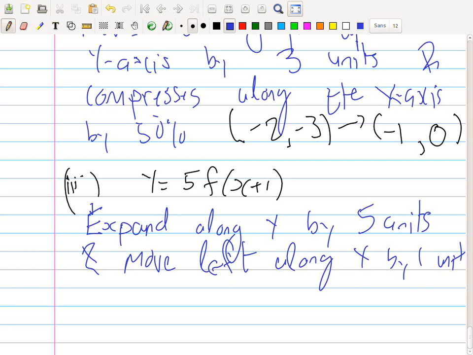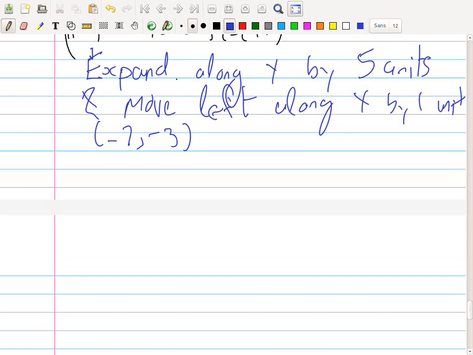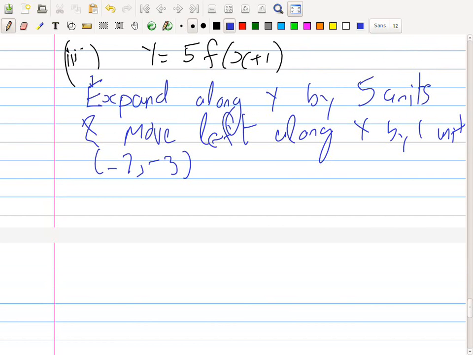So our original point, minus 2, minus 3, will become: I move it to the left by 1, so I get minus 3 for x. And then it's 5 times bigger on the y. Okay, yeah. It's on the y-axis. The same rules as the x-axis for expansion and compression?